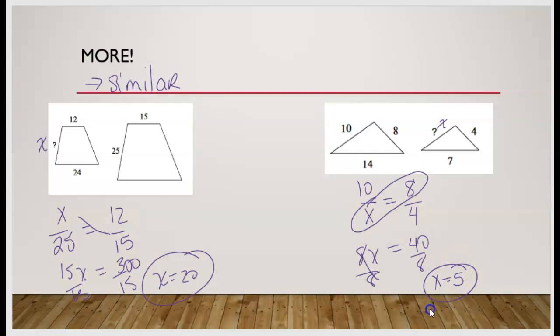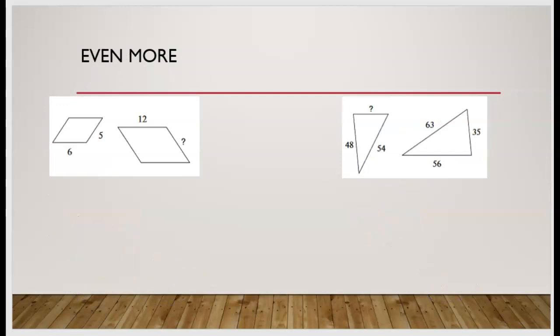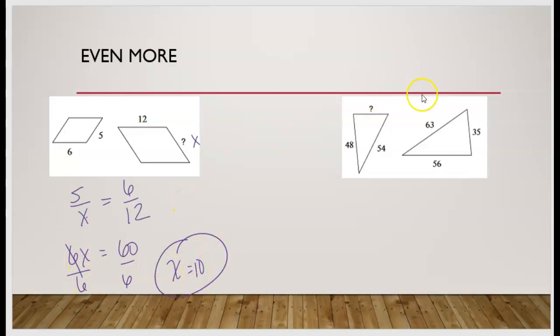Hopefully you're feeling like this is pretty straightforward, pretty easy. Once you set up those fractions, solving that proportion is not too bad. Here are some more. We can continue to try. So we could do 5 over x equals 6 over 12. So we'll have x times 6 is 6x, 5 times 12 is 60, and divide by 6. X is 10.